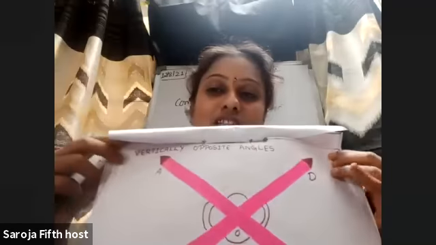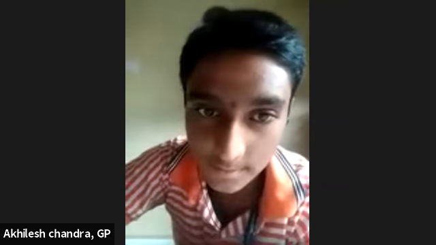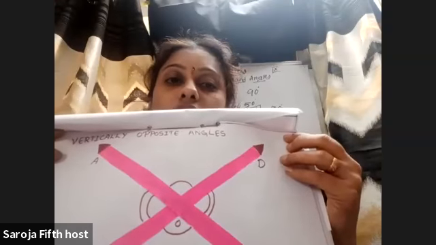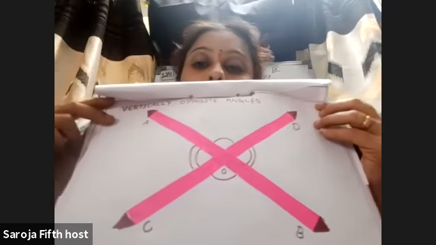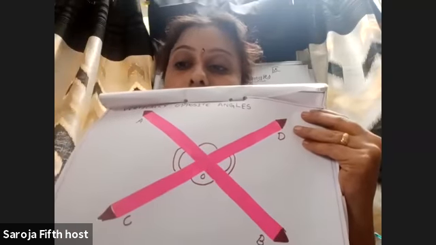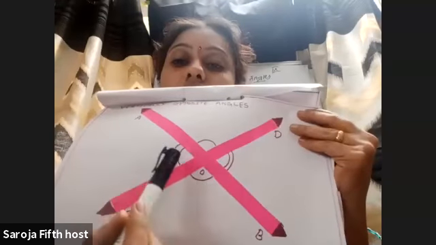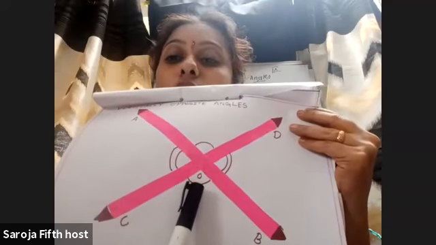So this one is very easy. You can identify it. This is vertically opposite. Can you tell me when vertically opposite angles are formed? Ma'am, when two lines intersect each other, the angles form. You can see there are two straight lines, AB and CD, which intersect at a point O.